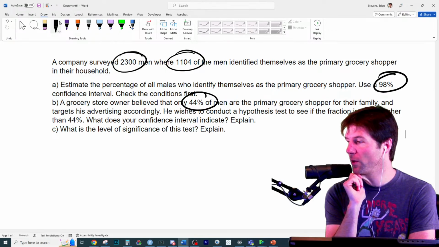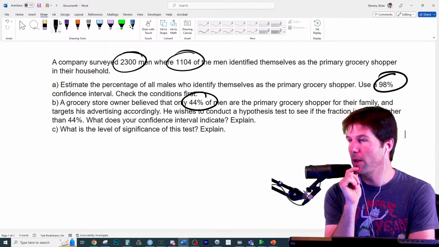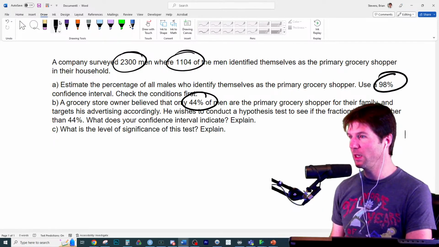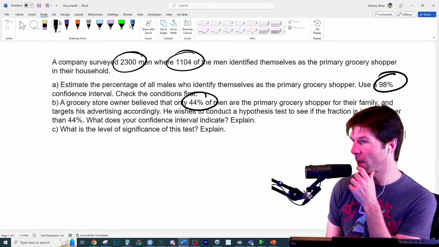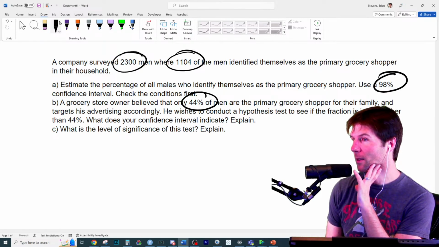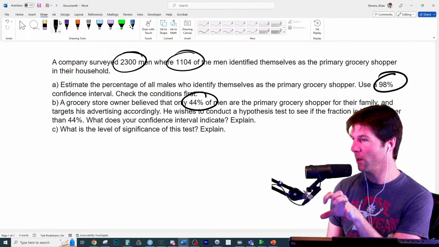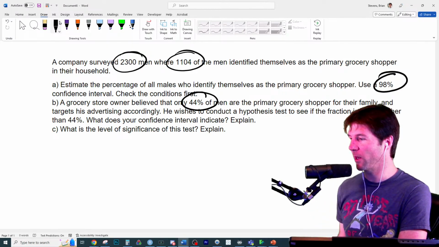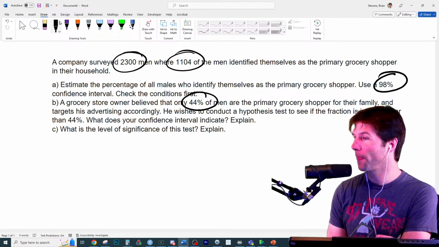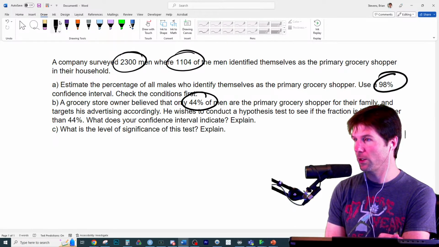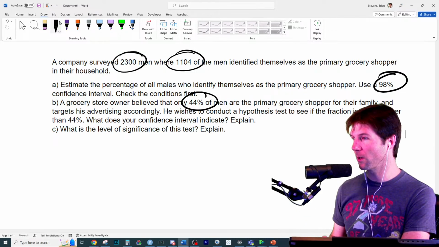So they surveyed 2,300 men. They found 1,104 of them identify as the primary shopper. They believe 44% are the primary shoppers. They want to use a 98% confidence interval. So as long as you get part of this, you can get the next question, which asks about conditions. And I really think they do a good job with asking the condition question. So for this question, see what notation you can mark right here, because there's a lot.